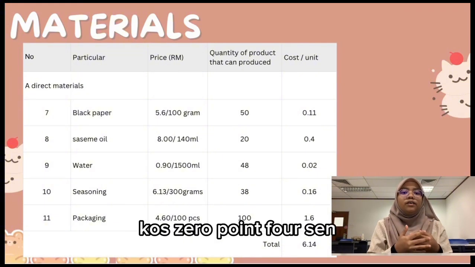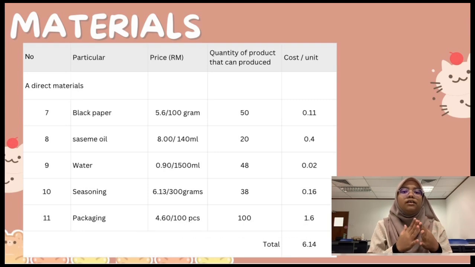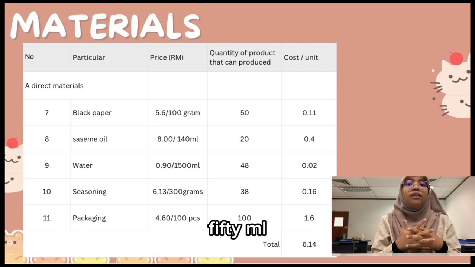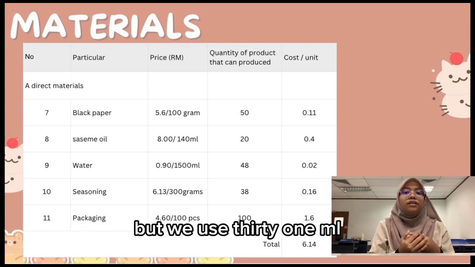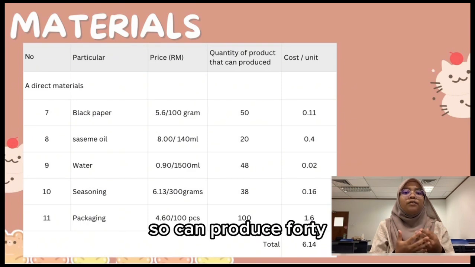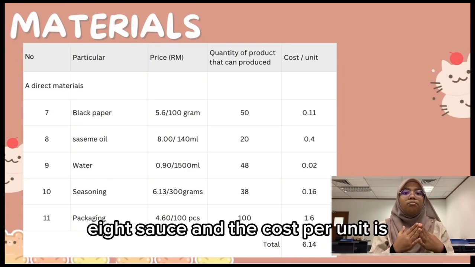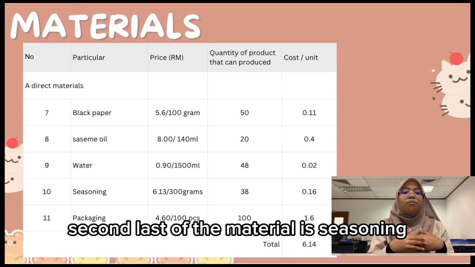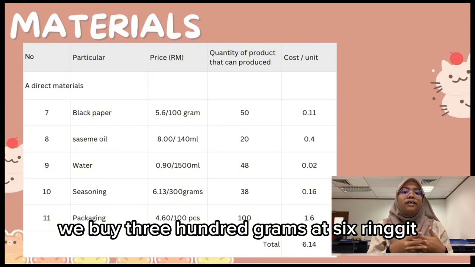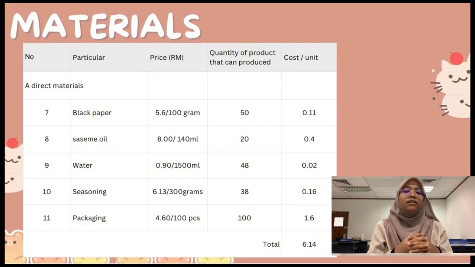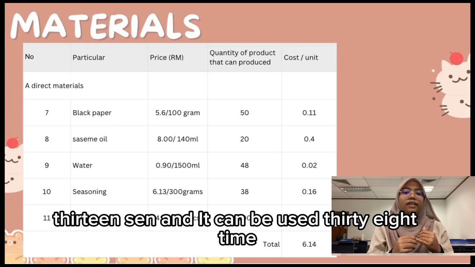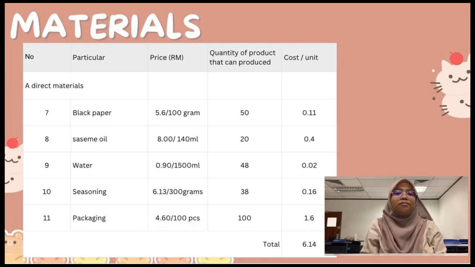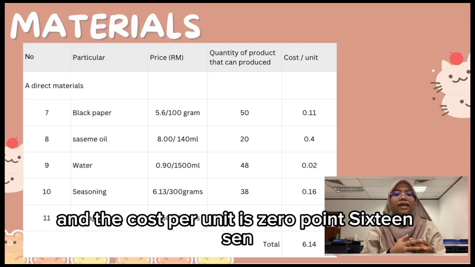Next, sesame oil is 140 grams at 8 ringgit, but we produce 20 times, and the cost per unit is 0.4 cents. Then we buy water 150 ml, but we use 31 ml, so we can produce 48 sauce, and the cost per unit is 0.02 cents. Second last of the materials is seasoning. We buy 300 grams at 6 ringgit 13 cents, and it can be used 38 times because we use 3 grams, and the cost per unit is 0.16 cents.